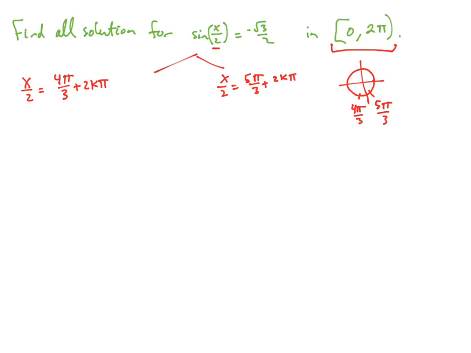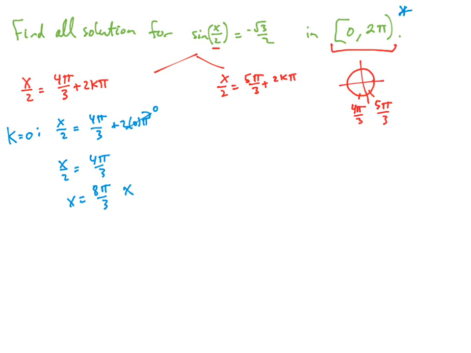So if k is equal to 0, we're going to get x over 2 is equal to 4 pi over 3 plus 2 times 0 pi, so that is equal to 0. So we get x over 2 is equal to 4 pi over 3. Multiply both sides by 2, we get 8 pi over 3. Well, 8 pi over 3 is outside of this interval. 8 over 3 is bigger than 2, so there is no value there.